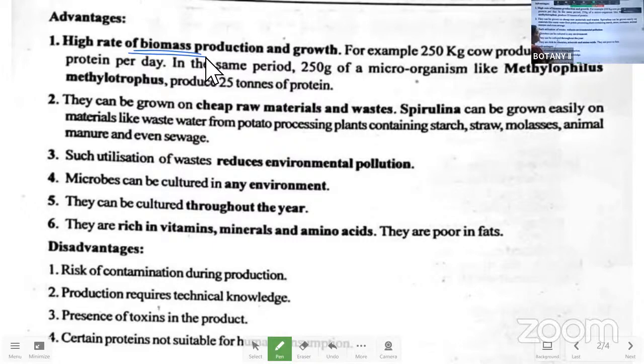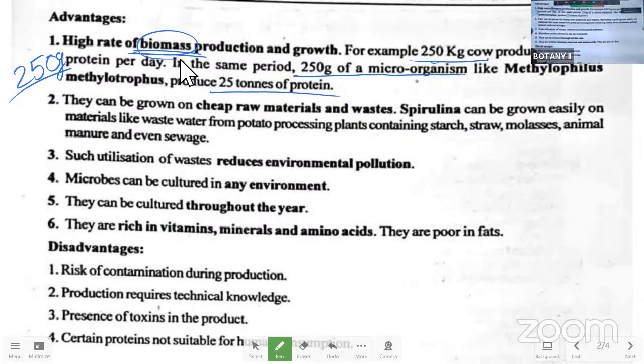For example, if one cow weighs 250 kilograms, it produces about 250 grams of proteins per day. But with microorganisms, we will get much more. With 250 grams of microorganisms only, we can get 25 tons of protein. So biomass is much more. That's what we are saying.